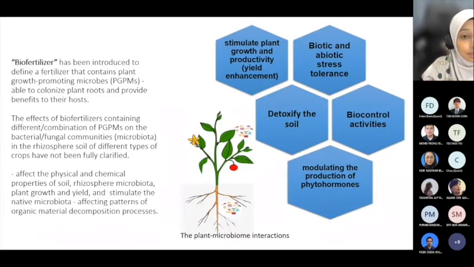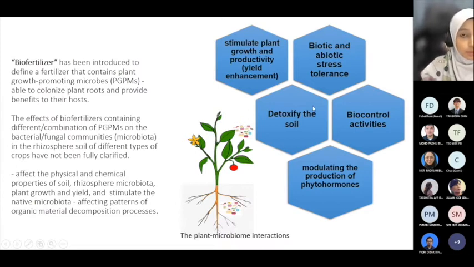Okay, so let's quickly have a look at what a biofertilizer is and its effects. The term has been introduced to define a fertilizer that contains plant growth promoting microbes, the acronym PGPMs, which are able to colonize plant roots and provide benefits to their hosts. So they are those microbes, bacteria, fungi, PGPB, PGPF, that promote plant growth and productivity, and of course improve plant yields.